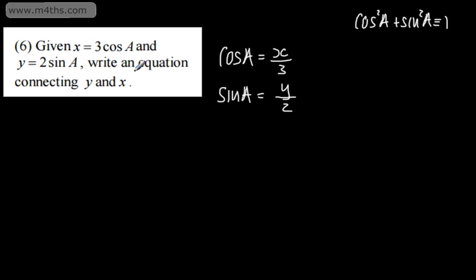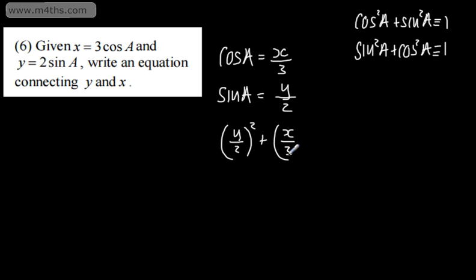So I need an equation connecting y and x. So I can write on here, either way round, remember this is perfectly fine: sine squared A plus cos squared A will give us 1. So what I can say then is that y over 2 squared plus x over 3 squared will be equal to 1. So if we want, we could leave it like that.